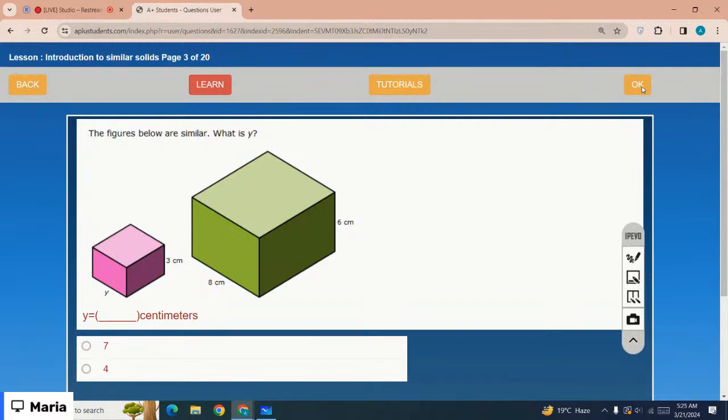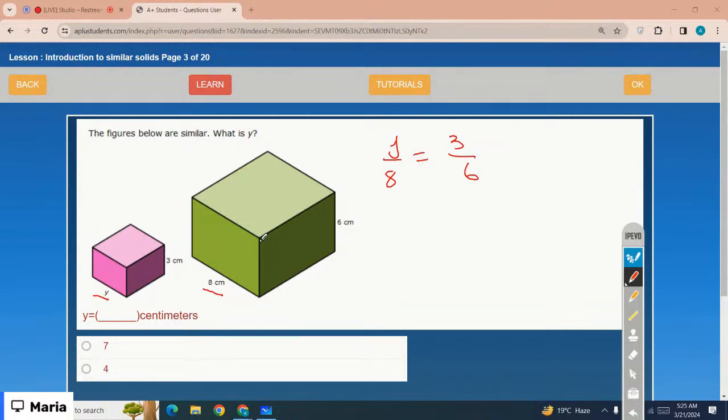The figures below are similar. What is y? You have to find the value of y. So how do we calculate? You have to do exactly the same thing. Just form a proportion between the similar sides. That is, this side is similar to this. So y divided by 8 equals 3 divided by 6.